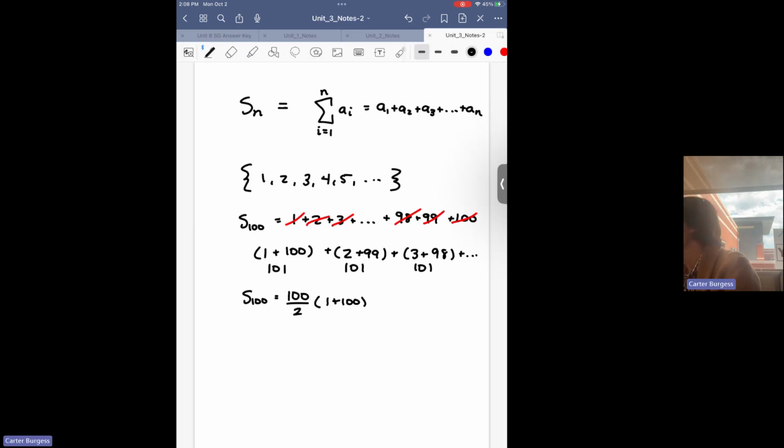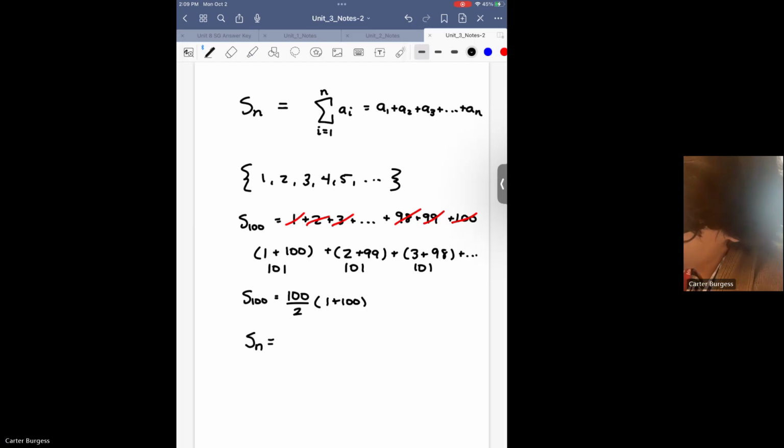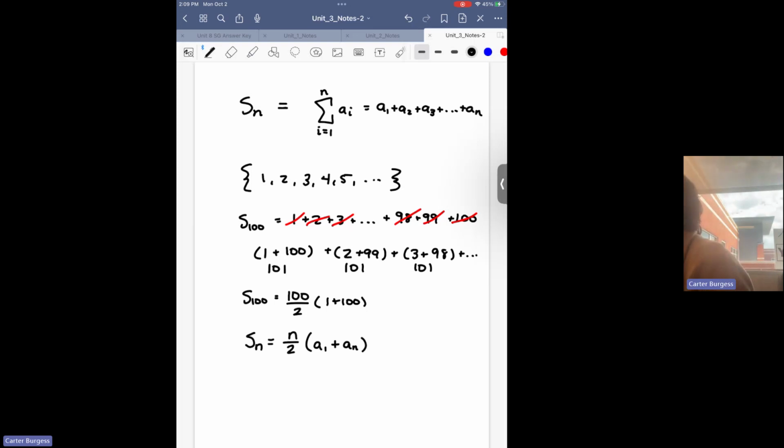Now, this is obviously, again, very, very specific, but it generalizes exactly as you would expect into just our general arithmetic form. If I want to know what S sub n is, then I can take n over 2 pairs of a sub 1 plus a sub n, of my first and my last term. You can confirm this for yourself.